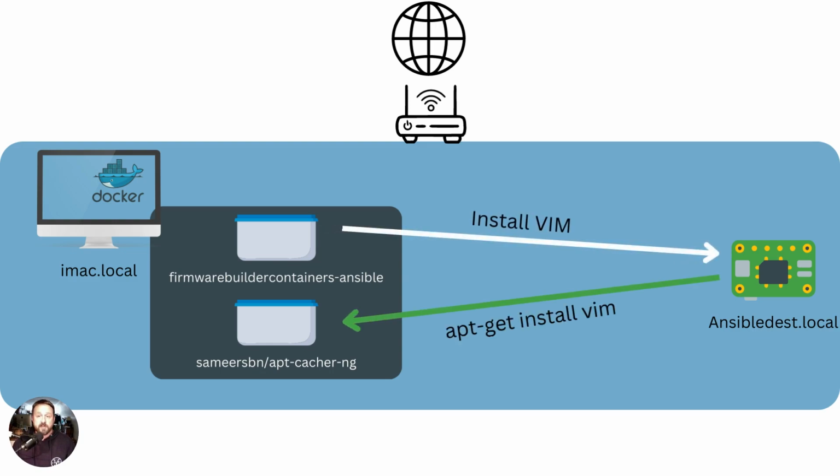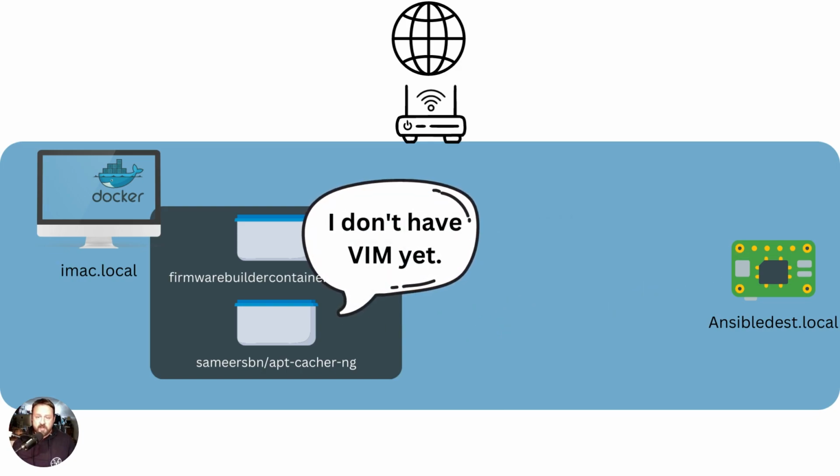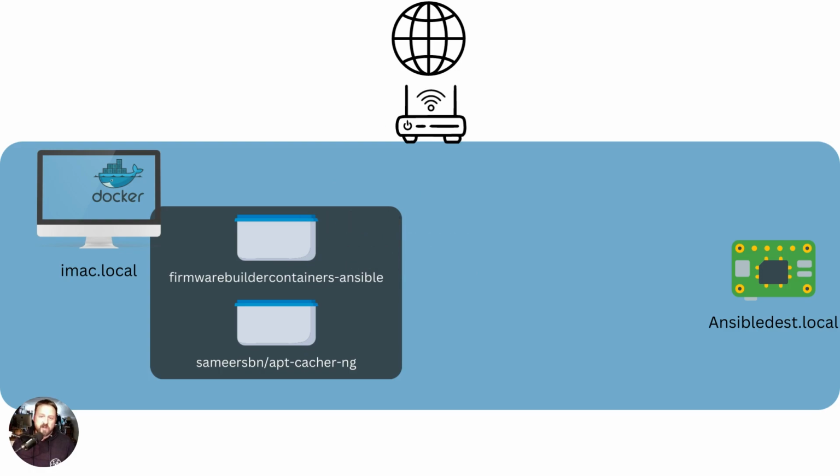When a playbook includes commands for installing Vim, it will reach out to my caching server and request the package. It's our first time running the playbook, so the caching server won't have Vim, and the caching server will request Vim from the Raspbian repositories.